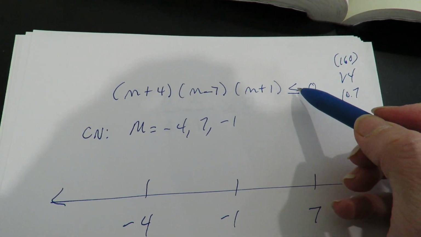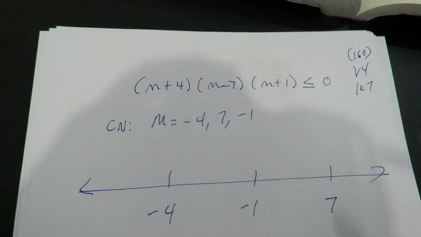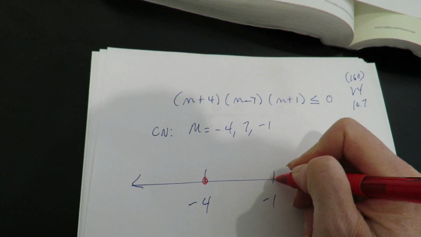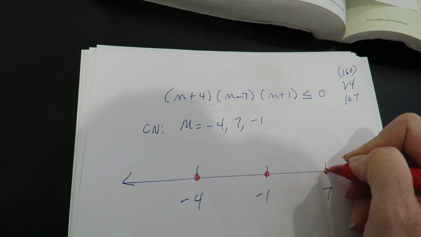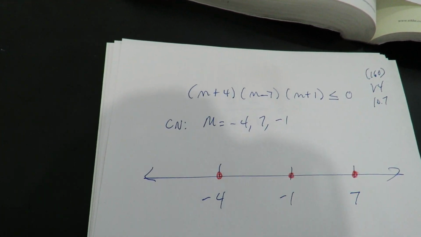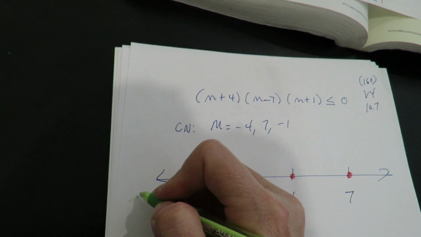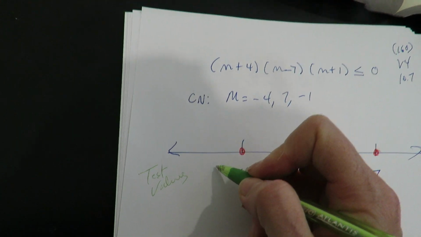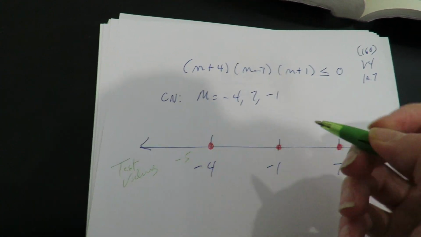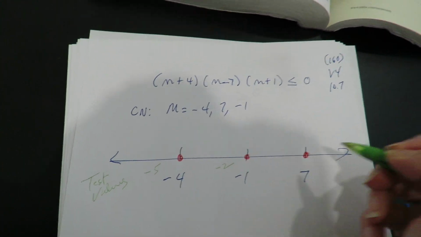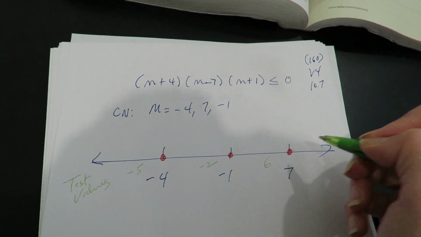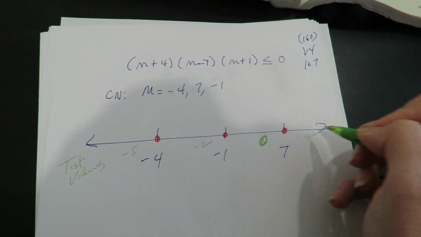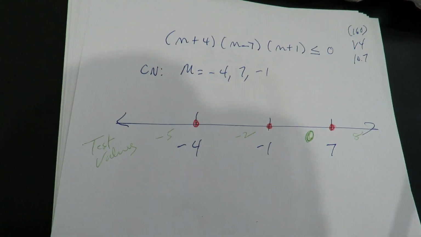And then I'm going to figure out, are my critical numbers included or not? So this has the bar, which means that they're included. Okay, like this. And I'm going to pick test values. So here I'm going to pick -5, -2, 6. Oh, no, let me pick 0. 0 is always a good one to pick if you can. And 8.